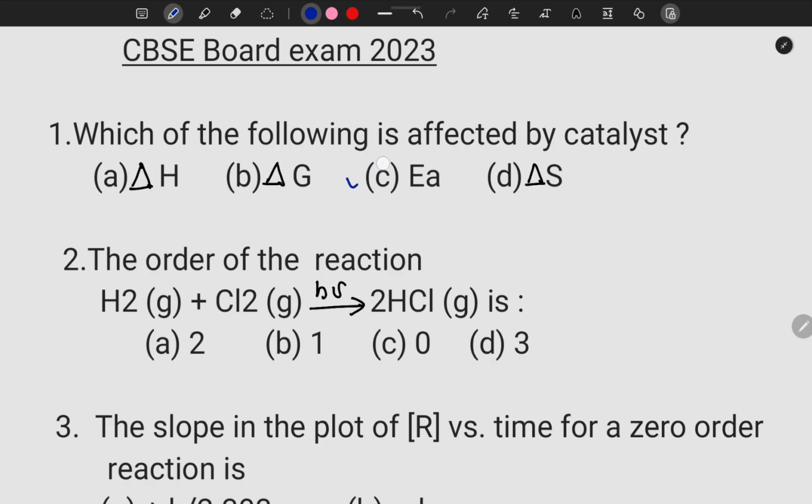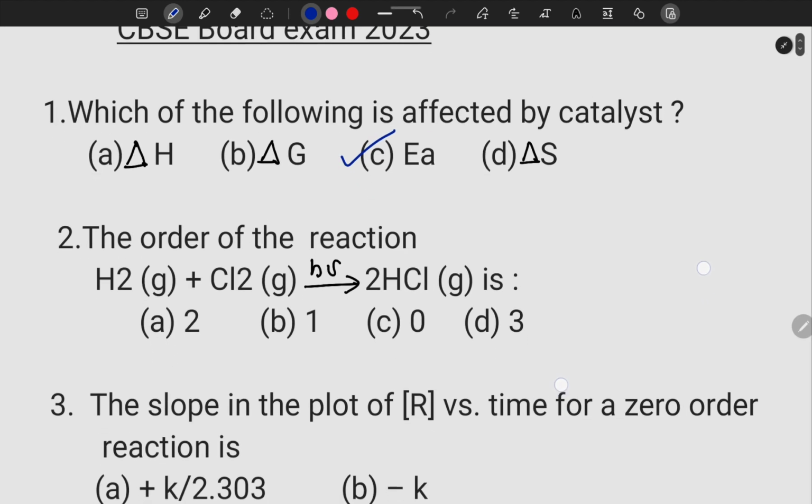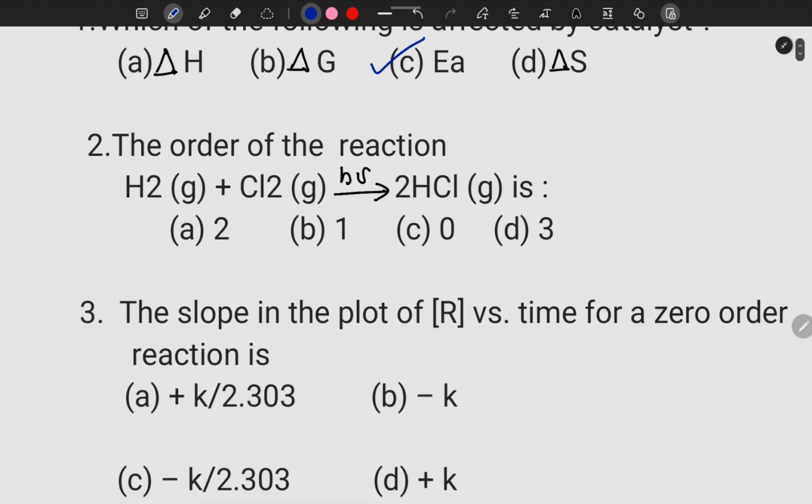Our option is C. The order of the reaction H2 plus Cl2 gives 2HCl is 2, 1, 0, or 3. H2 plus Cl2 gives 2HCl. It's a photochemical reaction. All photochemical reactions are zero order reactions. Our option is C.